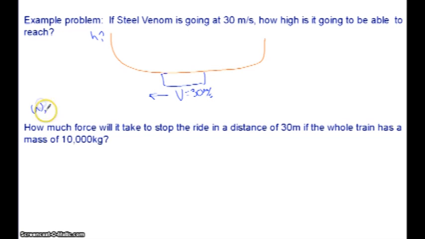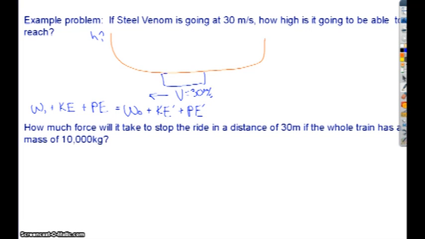So we go back to our conservation of energy: the work in plus the kinetic energy that we start with plus the potential energy we start with equals the work out plus the kinetic energy we end with plus the potential energy we end with. And we think about all these terms and ask, does Steel Venom have any work being put into it? It does initially to get it going, but in this problem we're not talking about that instance. It's already moving at 30 meters per second, so we're not putting any additional work in.